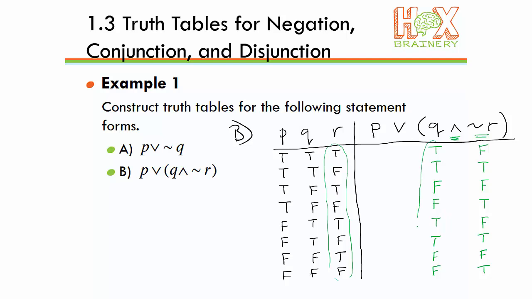So we're looking at this column here for the Q, and then this column over here for the not R, and we're going to do the conjunction for those. So we have true and false. That's going to be false because our conjunction is only true when both sides of it are true. So true and true ends up being a true statement.